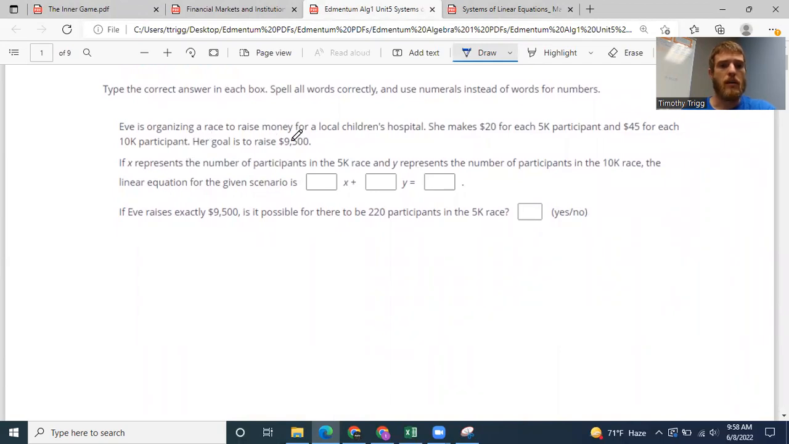Eve is organizing a race to raise money for a local children's hospital. She makes $20 for each 5K participant and $45 for each 10K participant. Her goal is to raise $9,500. By the way, 5K and 10K, those are just distances. So those are the types of race. Those numbers aren't going to be actually important to the equations.